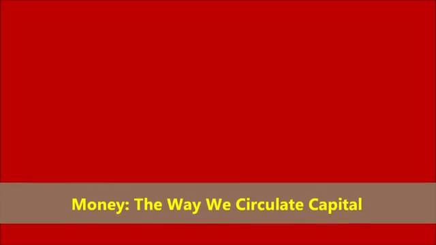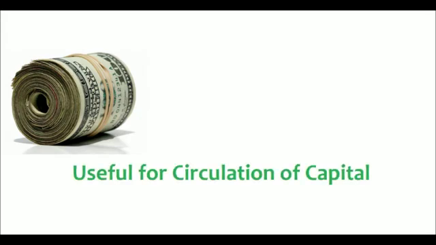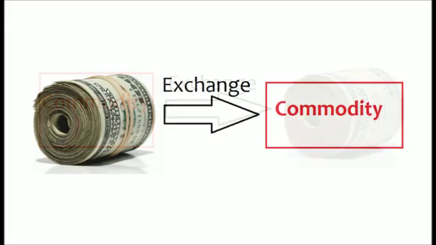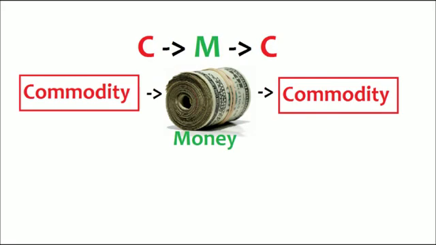Marxism 107. Money, the way we circulate capital. Besides being a convenient way for us to measure value, money is also useful as an agent of circulation for capital. This is done first by having a commodity, exchanging that commodity for money, and then exchanging that money for another commodity. We represent this as CMC.